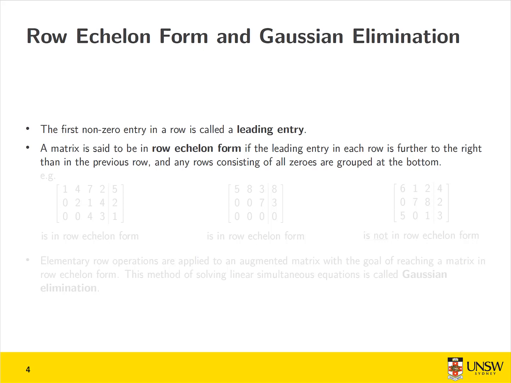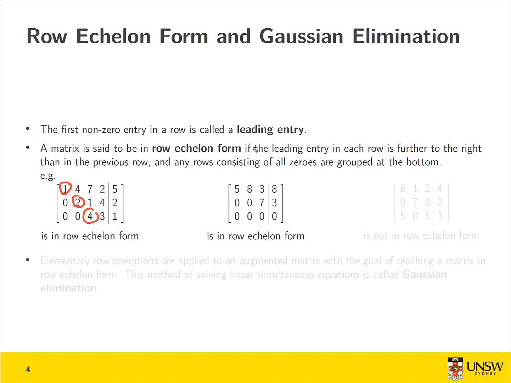the matrix. For example, in this matrix, the leading entries are here, here, and here. Since they occur further to the right as we go down the rows, the matrix is in row echelon form. In this matrix, the leading terms are here and here. Again, they appear further to the right as we go down the rows, and the row without a leading entry is found at the bottom. So this matrix is also in row echelon form. In this matrix, the leading entries are here, here, and here.